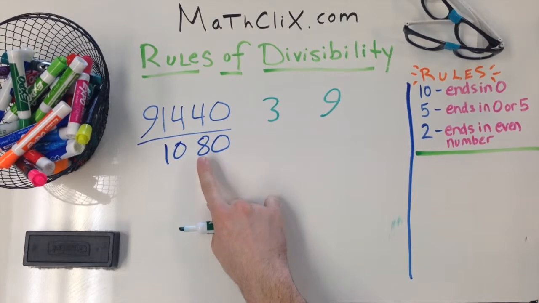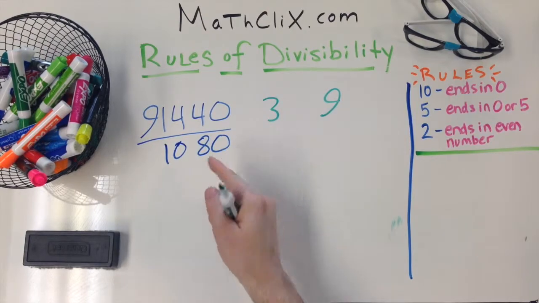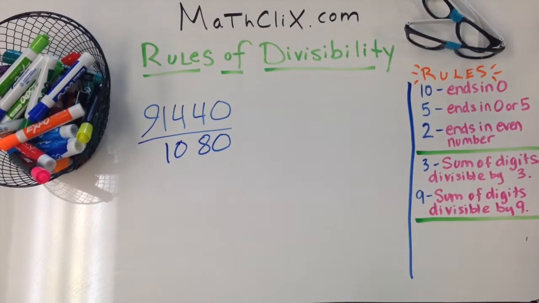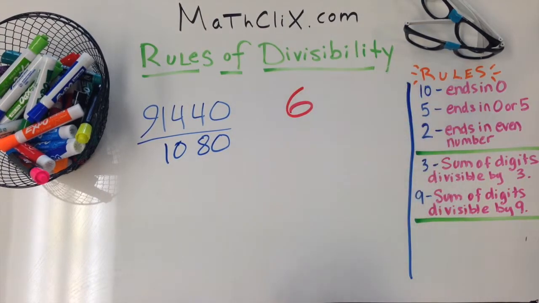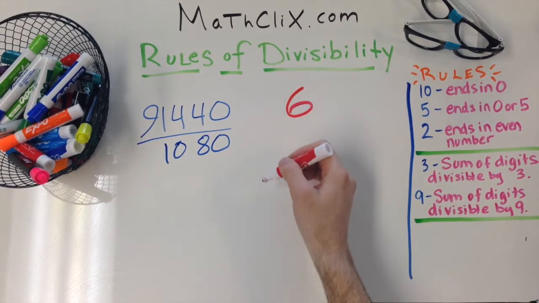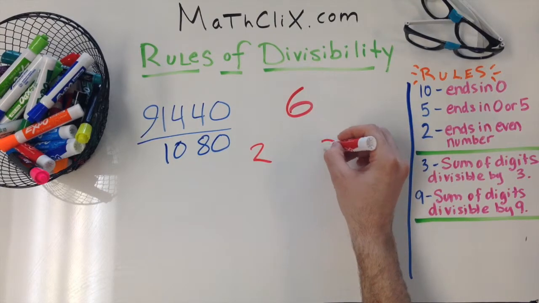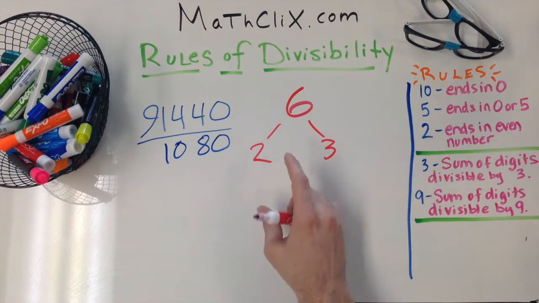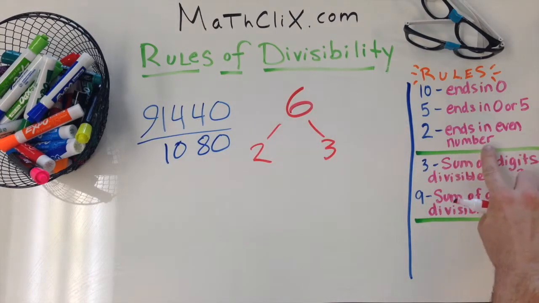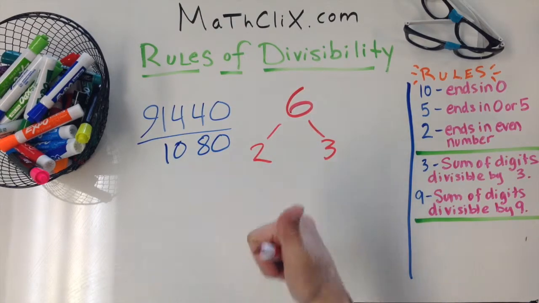1 plus 8 is 9. 9 divided by 9 is 1. 9 divided by 3 is 3. Works for the bottom too. All right. The next number we want to look at is 6. 6 is pretty simple. If the number is divisible by 2 and 3, then it's divisible by 6. So we look at the rules for 2. If it ends in an even number and the sum of its digits are divisible by 3, then it's also divisible by 6. Pretty simple, right?